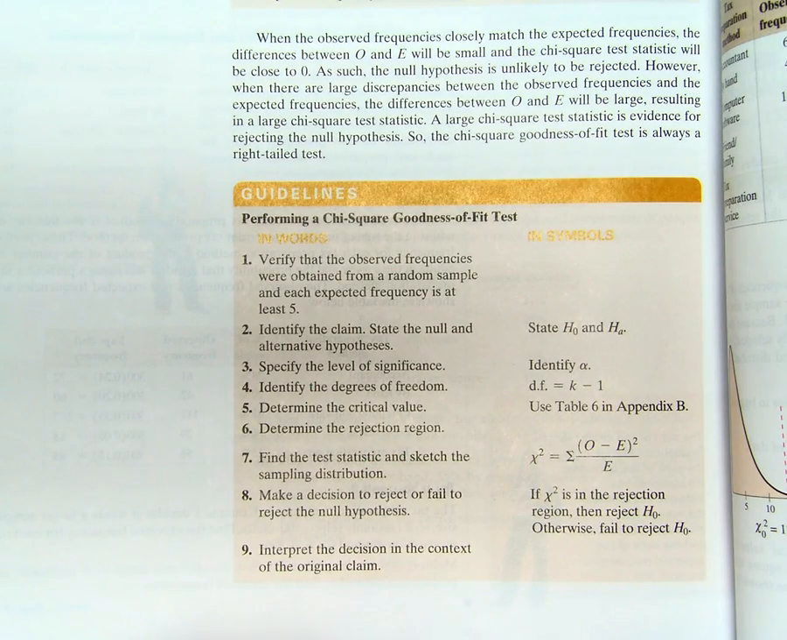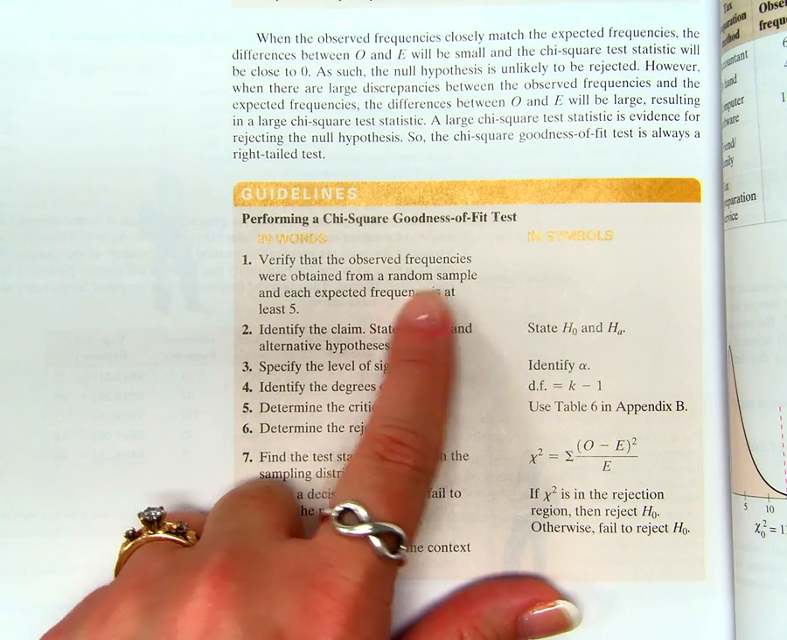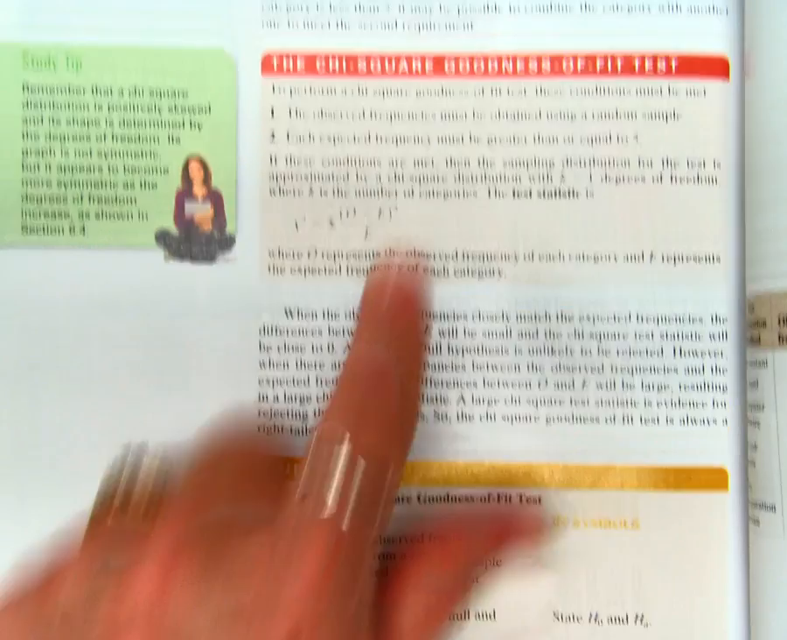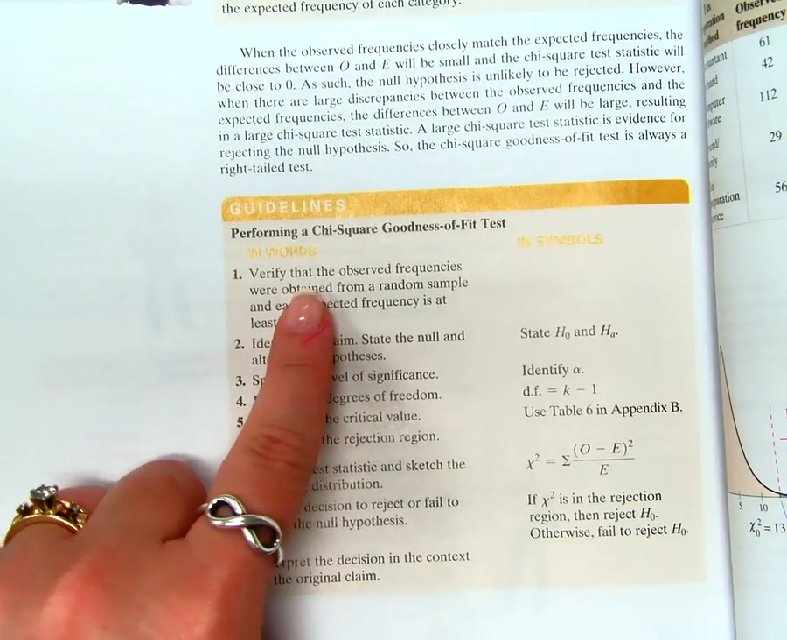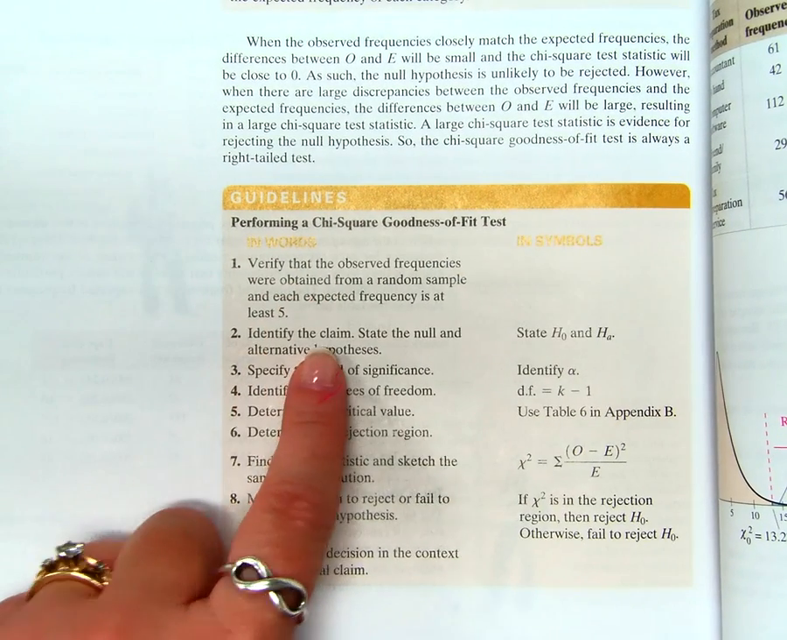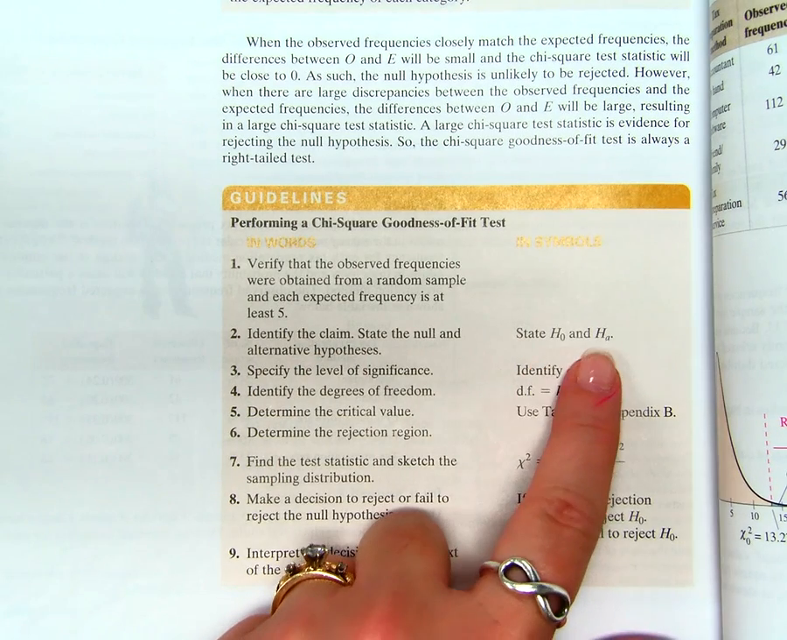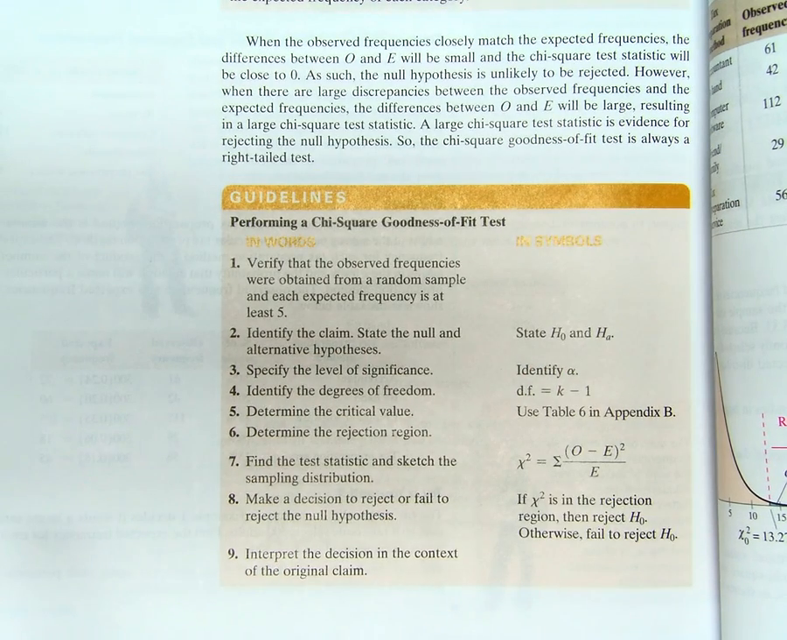Okay? So first of all, we have to make sure that the observed frequency were obtained from a random sample and that each expected frequency is at least 5. That was required in our goodness of fit test to begin with, so we need to make sure that that's true. Okay? Next, we need to identify the claim. From the claim, we're going to state the null hypothesis and the alternative hypothesis. Sometimes that'll be given to us, sometimes it won't. Okay? We have to figure it out.